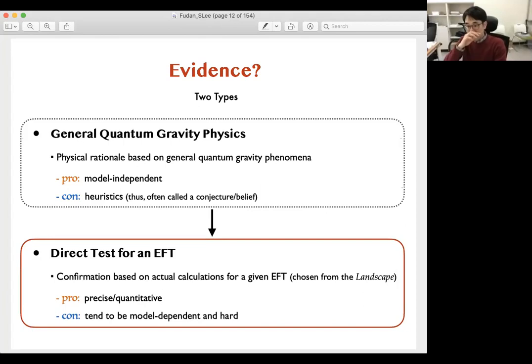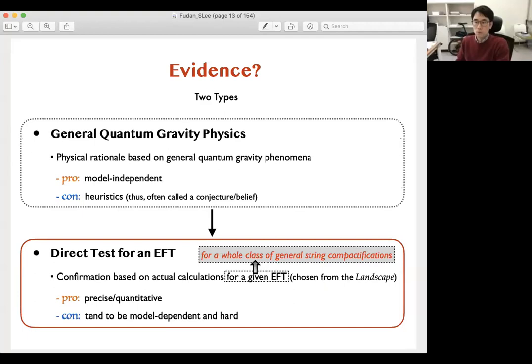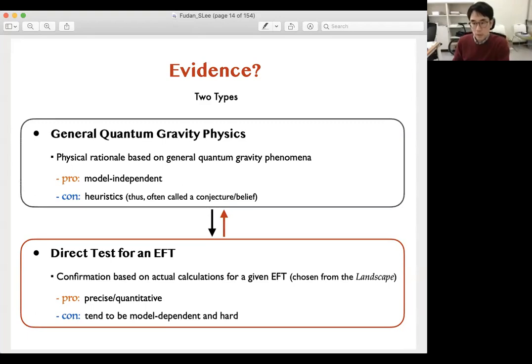On the other hand, what we will do here is to address various conjectures for a whole class of string EFTs at one go. And along the way, we will propose a universal microscopic origin of the conjectures. Right, and the hope is then to eventually develop novel quantum gravity intuition.